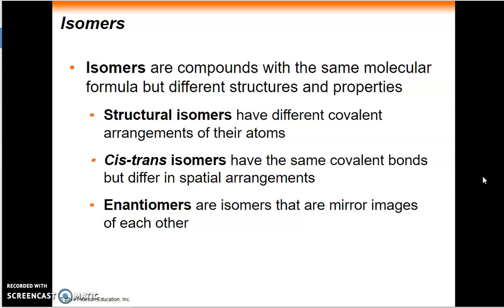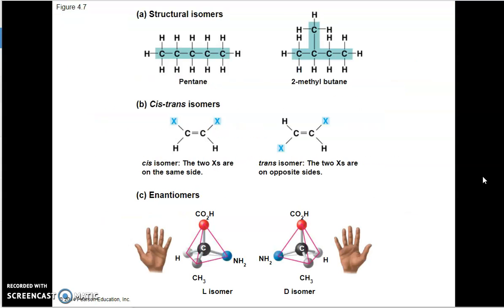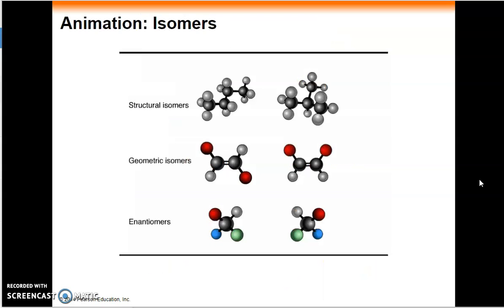Isomers are compounds that have the same molecular formula but different structures and therefore different chemical properties. The 3 types of isomers are compounds with the same molecular formula but different structures. We can see that the structural isomers versus the cis-trans isomers and the enantiomers are all very distinctly different. They're also represented in different ways. Here you can see the ball and stick model of all of them.